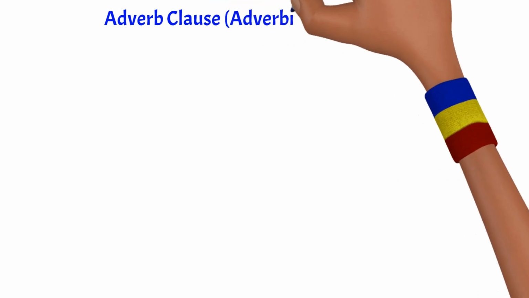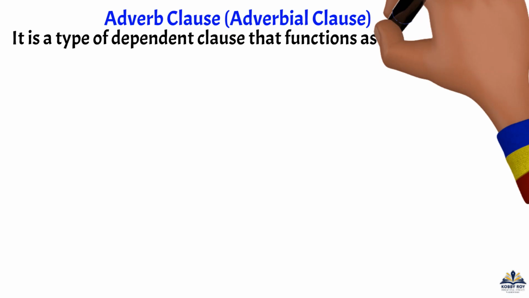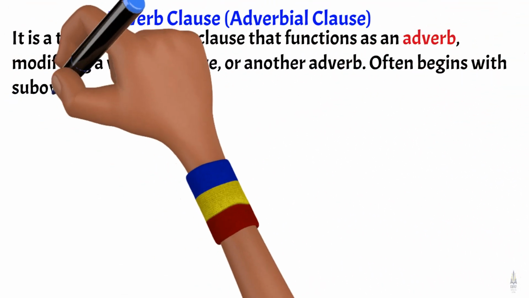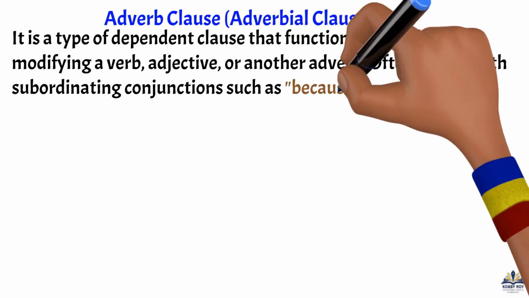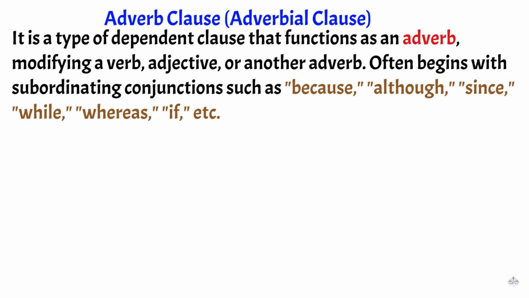Adverb or adverbial clause. It is a type of dependent clause that functions as an adverb, modifying a verb, adjective, or another adverb. It often begins with subordinating conjunctions such as because, although, since, while, whereas, if, etc.